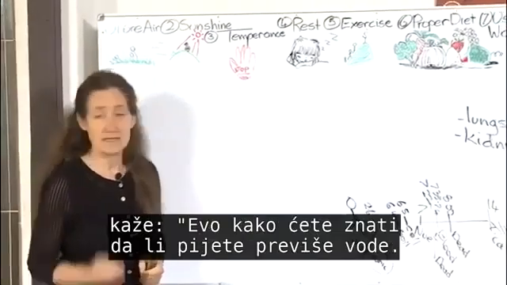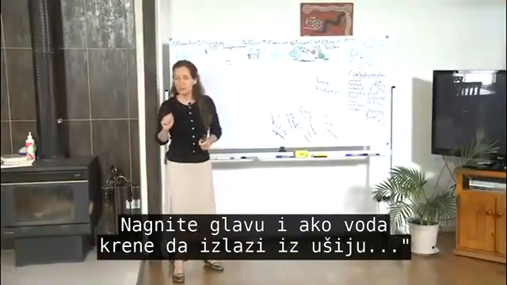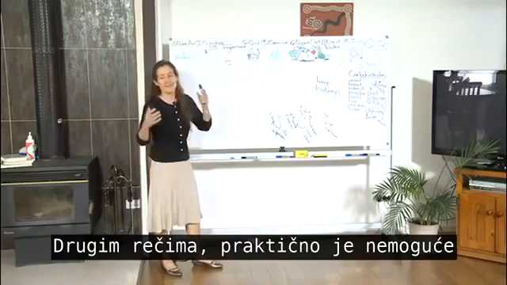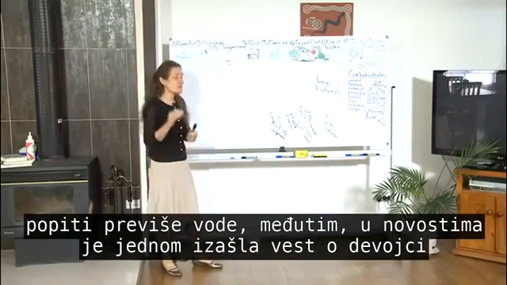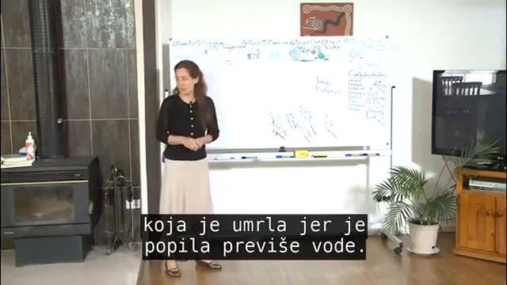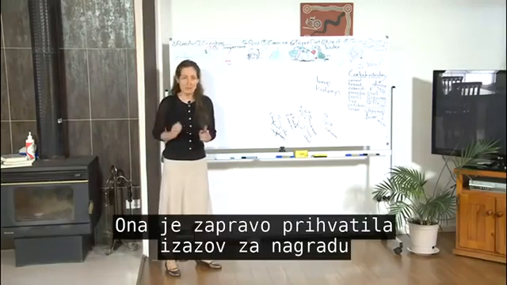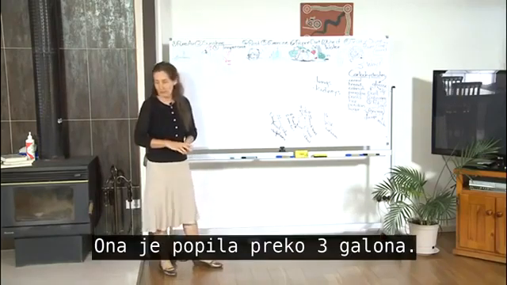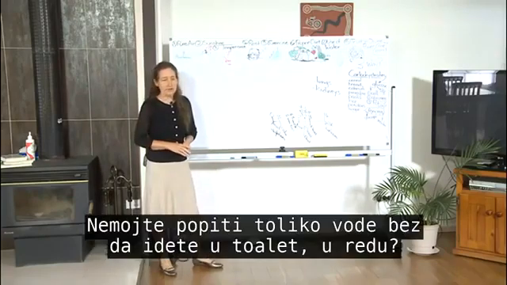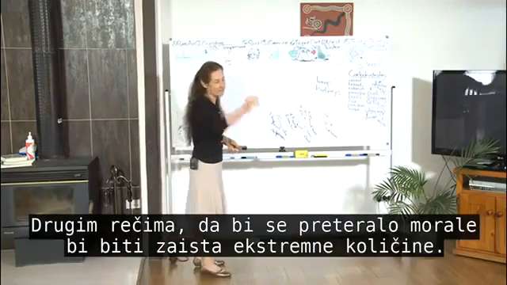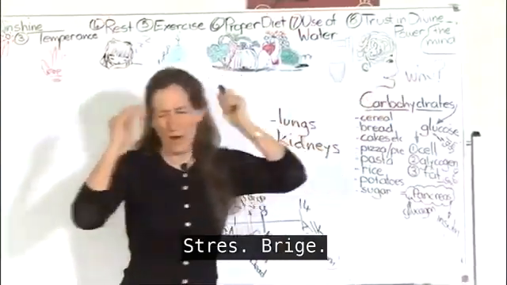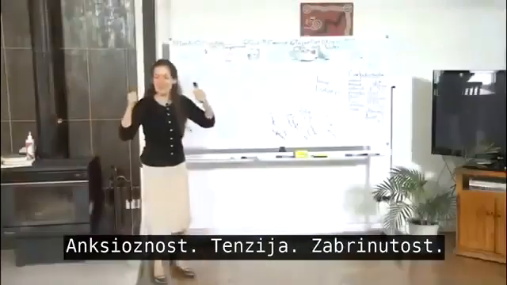Dr. Christopher in America said, here's a sign to see if you're drinking too much water. You put your head on the side, and if the water comes out your ears. In other words, it's virtually impossible to drink too much water. There is a story of a girl who was in the newspaper that died from drinking too much water. She was actually doing an experiment with some others. They were going to see how much they could drink without urinating. She got up to 35 litres. So don't drink 35 litres of water without urinating, okay? In other words, it has to be extreme. Water alkalizes. Stress, worry, anxiety, tension, distress.